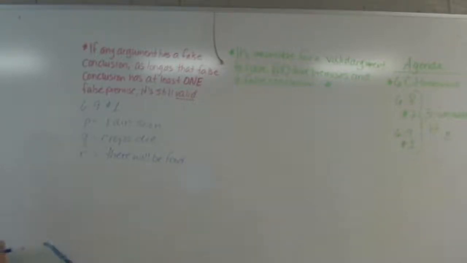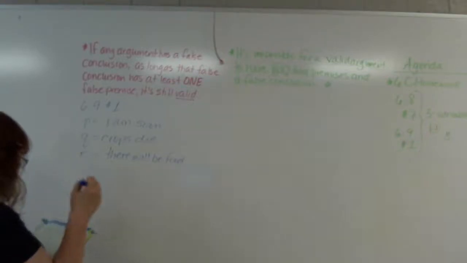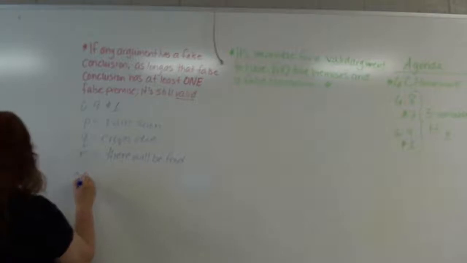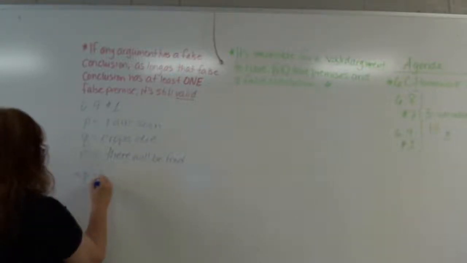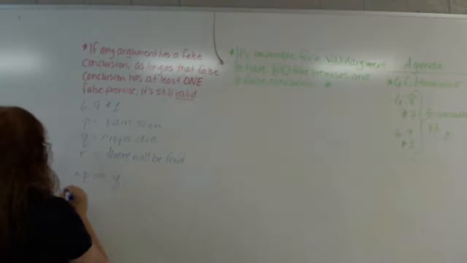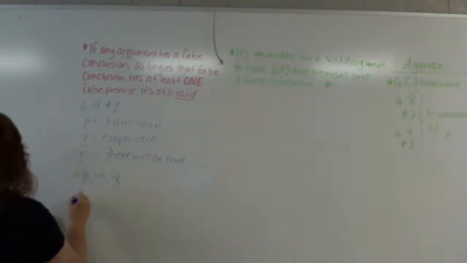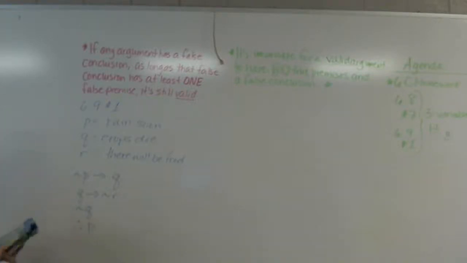Okay? So here's how this one comes out. If there is no rain soon, I can do that there, not P, then the crops will die. That's Q. If the crops die, Q, then there will be no food for the coming winter, so not R. The crops will not die, so that's not Q. Therefore, our nice little 3 dots, there will be rain soon, therefore P. Okay, so that's my argument.